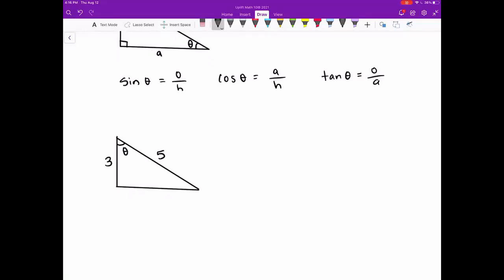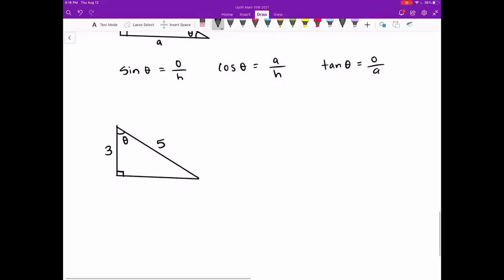Do you want to do this one together? I think we should do this one together. Okay, all right. So I guess I can explain the first step to find the other side.